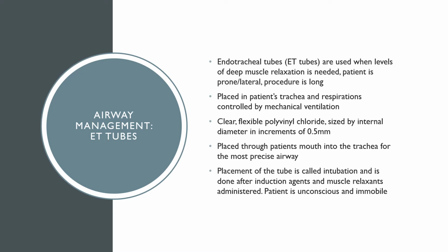They're sized by internal diameter in increments of 0.5. So we have 0.5, 1.5, 2, 2.5, and up to, I believe, size 8. They're placed through the patient's mouth into the trachea for the most precise airway. And the placement of the tube is called intubation and is done after induction agents and muscle relaxants have been administered. That way our patient is unconscious and immobile, so they won't be aware and they won't fight us trying to put that tube in.